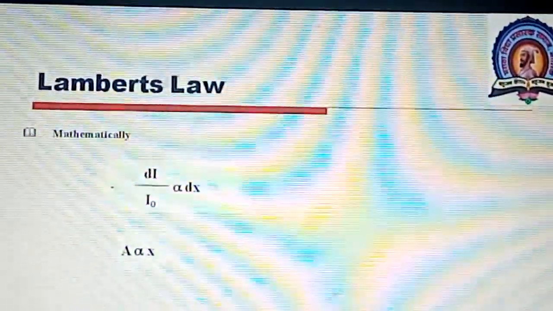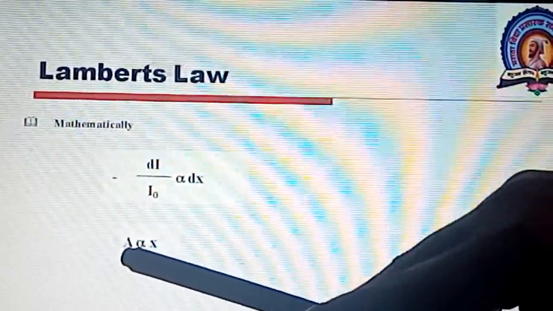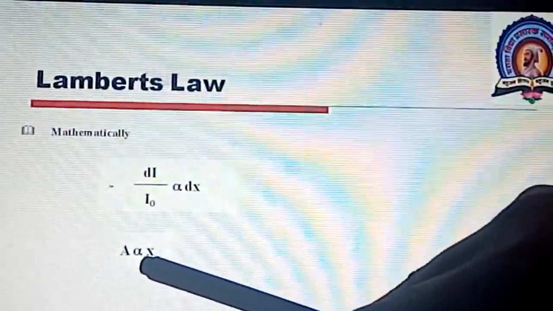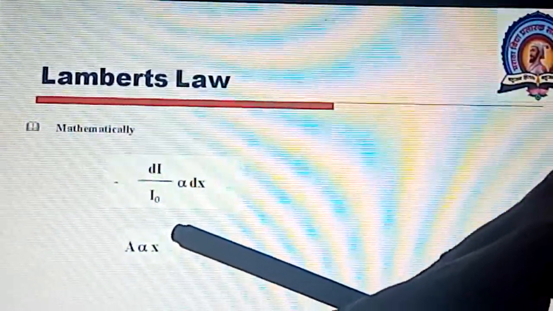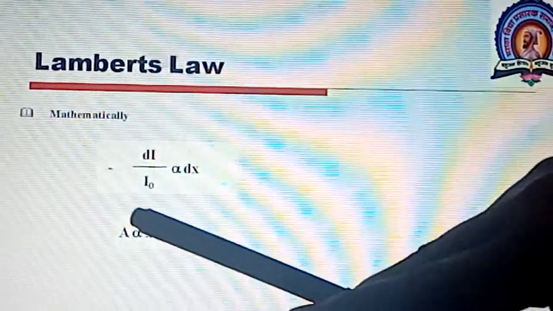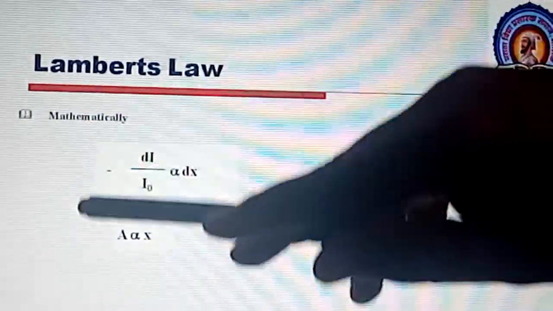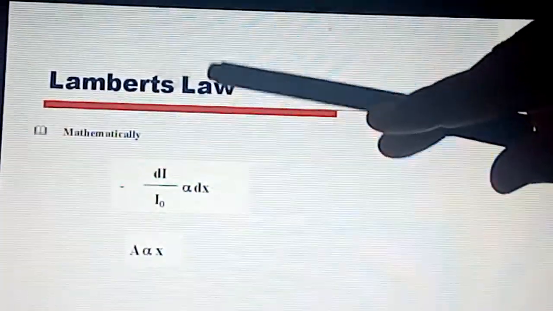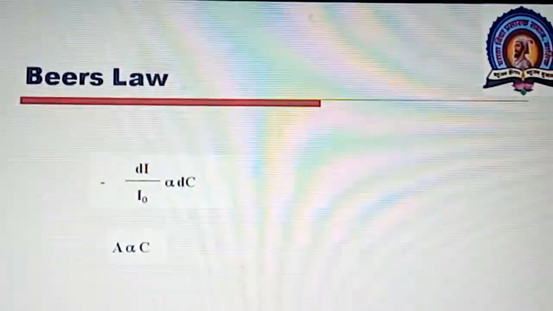In other words, absorbance A is directly proportional to what? Path length at constant concentration. So A is directly proportional to what? Path length at constant concentration. So this is the mathematical statement of what? Your Lambert's law.